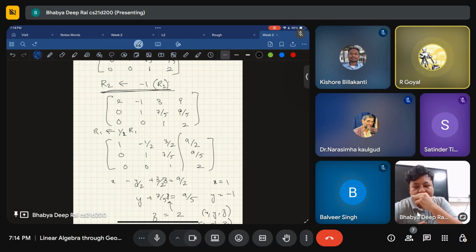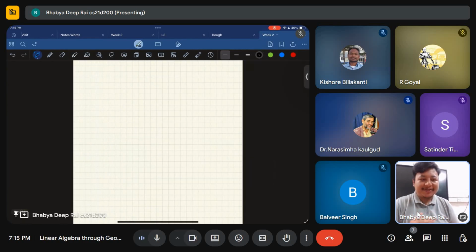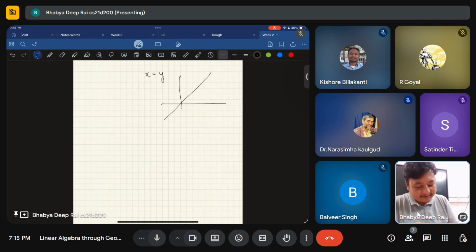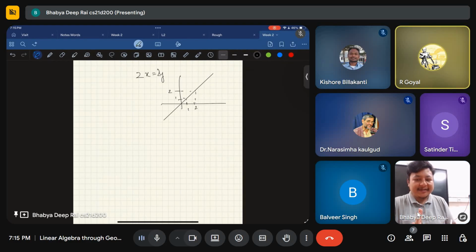And if I multiply the second row by 5, it corresponds to what? The same plane. Exactly, it will still be the same plane. A scalar multiple of an equation of a plane still represents the same plane. It's like saying if you have a line x equals y, at 1 it will be 1, at 2 it will be 2, and so on. If I do 2x equals 2y, it is still the same line.